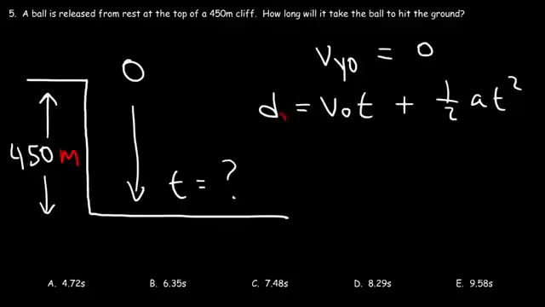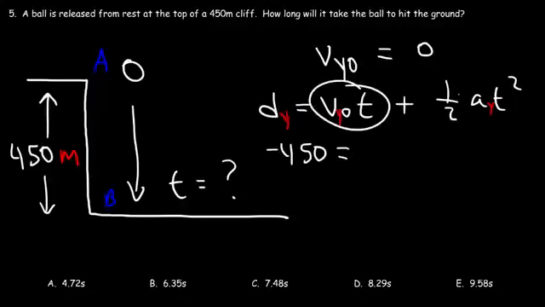Now we're dealing with the vertical displacement, so we need to use the initial vertical speed and the acceleration in the y direction. The displacement in the y direction as we move from position A to position B is negative 450 because we're going in a negative y direction. Vy initial in this problem is 0, and the acceleration in the y direction is negative 9.8.